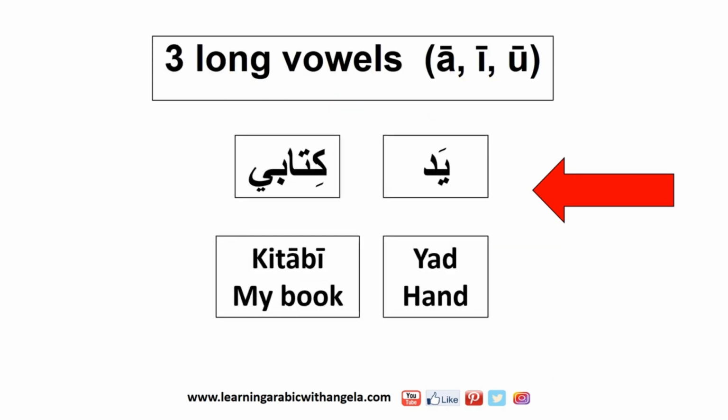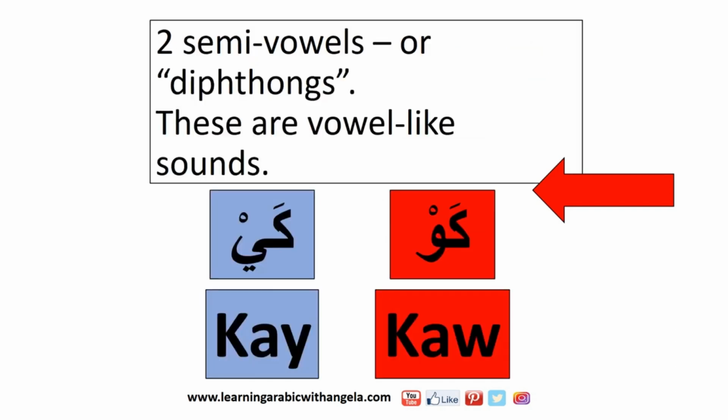In this example, the word yad, which means hand in Arabic, the letter ya is a consonant, but in the word kitabi, which means my book, the letter ya is a long vowel. And here you can see the letters waw and ya behaving as diphthongs or semi-vowels. Example: kaw, kay.